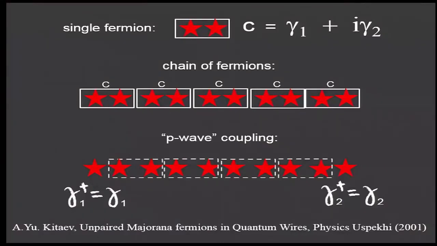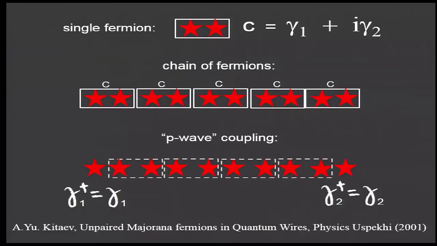Okay, so now here is the P-wave coupled chain, all the same stars, but the boxes are drawn differently. So there is one unpaired one here, and there is another unpaired one here. So in a spinless P-wave, one-dimensional chain, there will be unpaired Majorana fermions at the two ends of the chain. And this is what we set out to do in a real physical system.